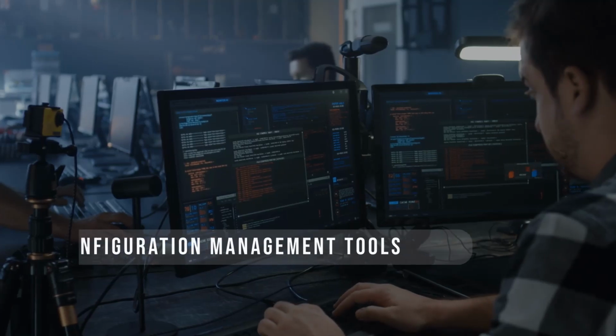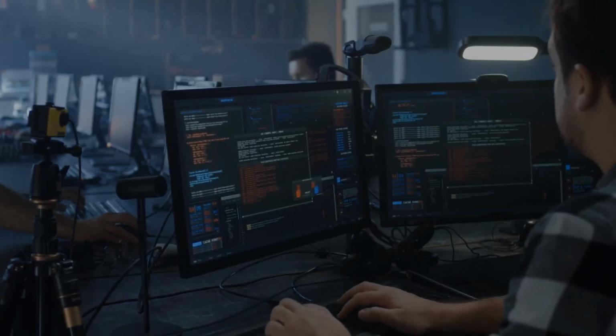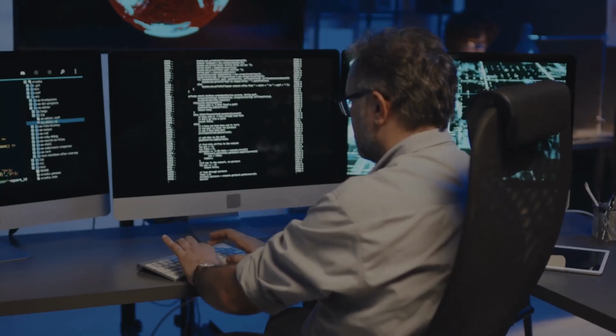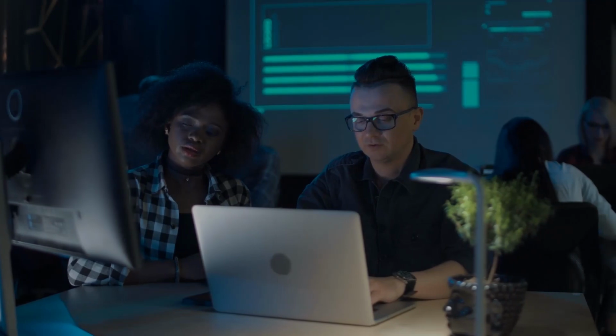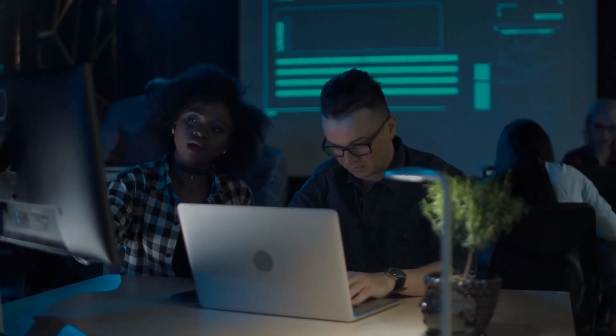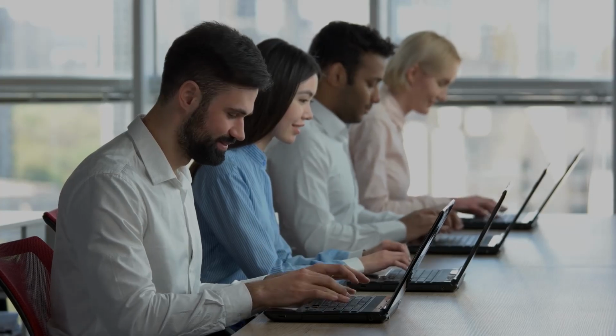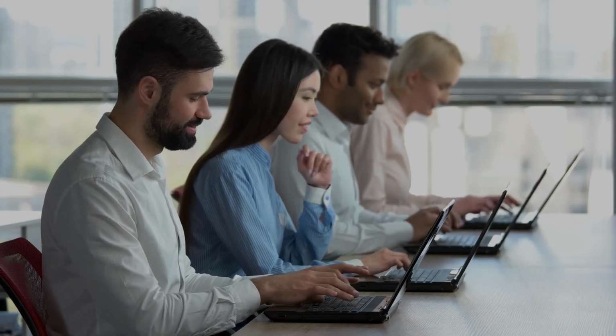Configuration management tools, such as Puppet or Chef, help maintain the desired state of cloud resources and enable efficient management and scaling of infrastructure. By possessing DevOps skills, you contribute to the collaboration between development and operations teams, fostering a culture of continuous integration, delivery, and improvement.